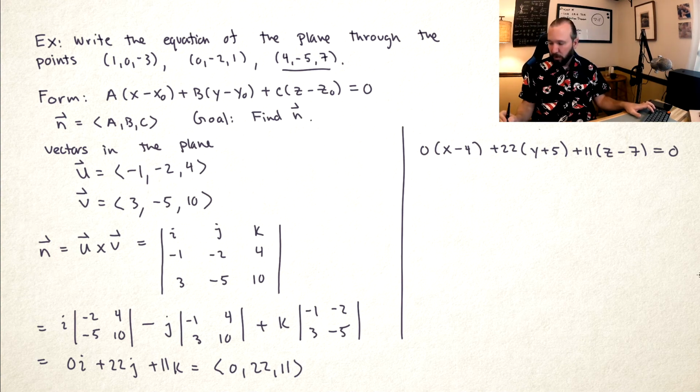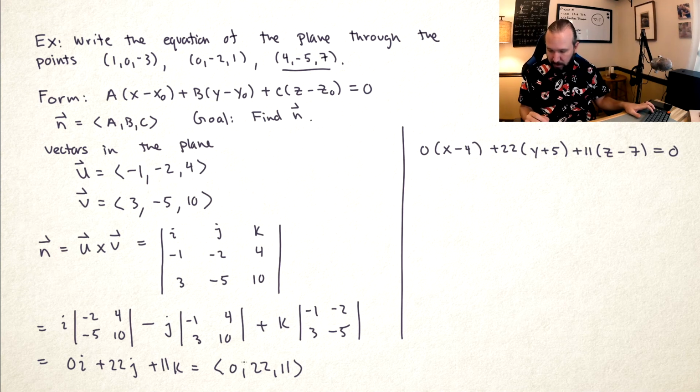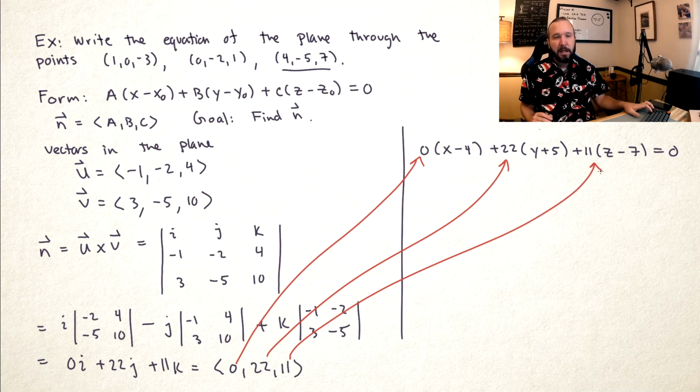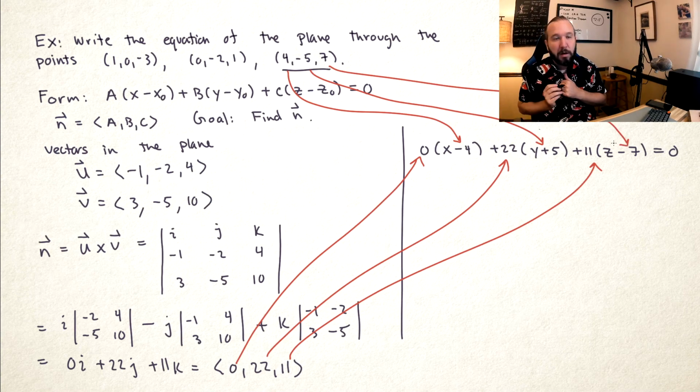Okay, so let's trace these pieces through. Let's follow them around so we can see where they all go. Here is where the components of the normal vector go, and there is where the point in the plane goes. All right, I hope this makes sense to you.